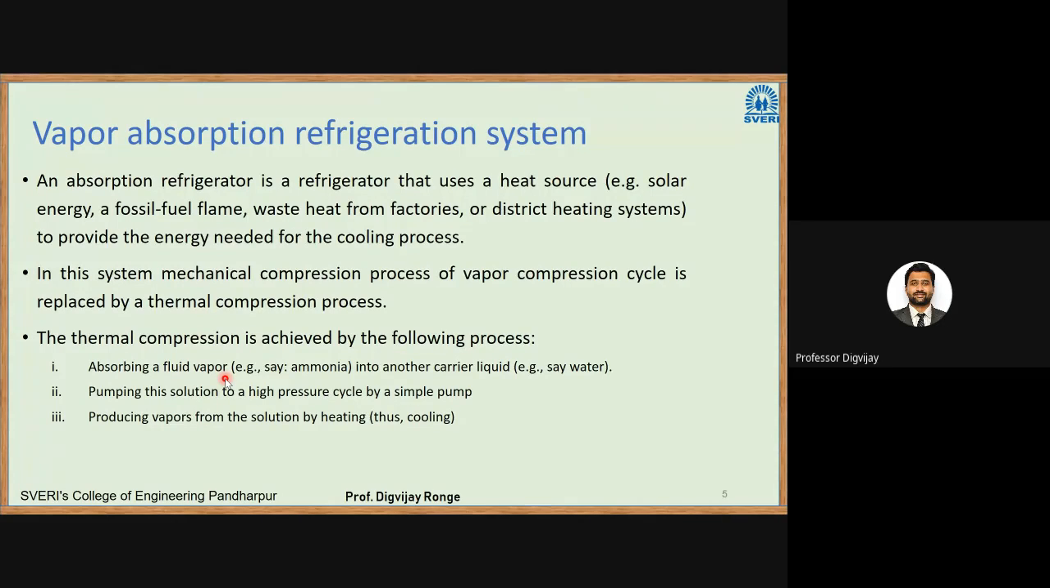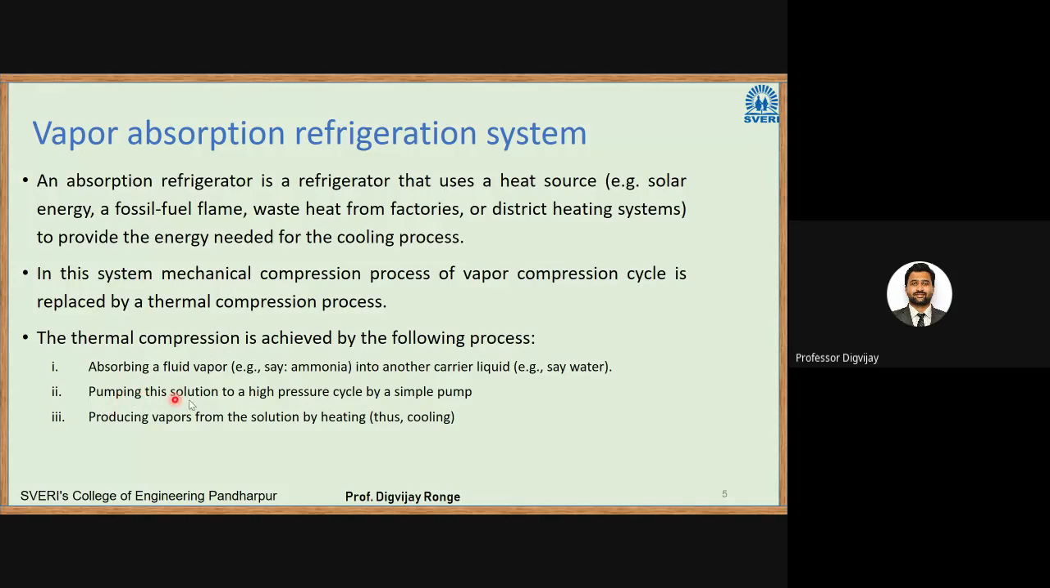Now there is a concept of temperature involved in it. The lower the temperature of water, the greater will be its affinity to absorb the ammonia. The higher the temperature of water, the lesser will be the affinity to absorb the ammonia. So we have to maintain the temperature of water very low in order to absorb more and more ammonia. So that is our first point, absorbing a fluid vapor.